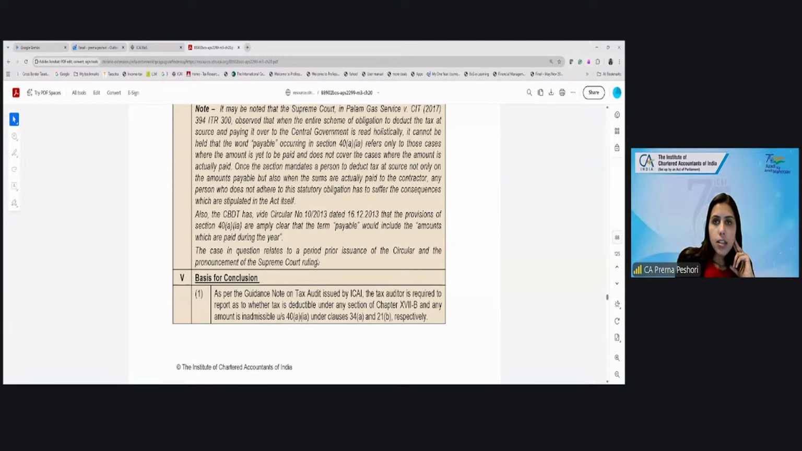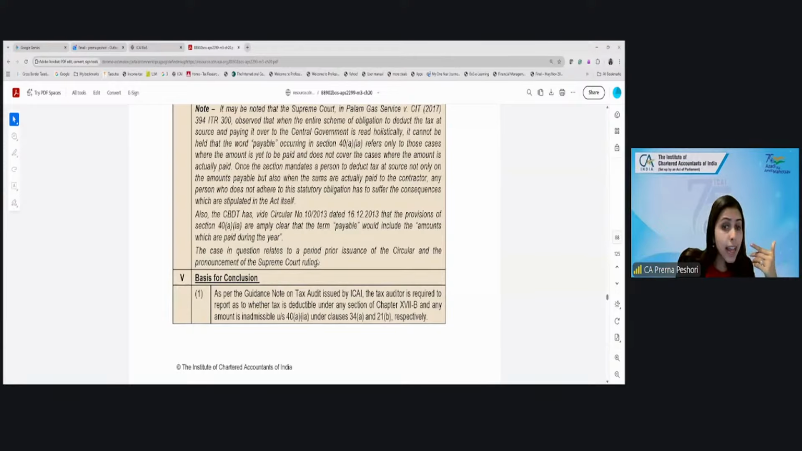Yes. See, in this case, if you look at the facts of the case, it says that the hospital had made the payments of consultancy charges to the doctors. Right? And these are without any TDS. Now, even if the CA has relied on some ruling, he needs to report it under Form 3CA regarding this. And the CA has completely ignored clause 24, clause 21 as well as 34.